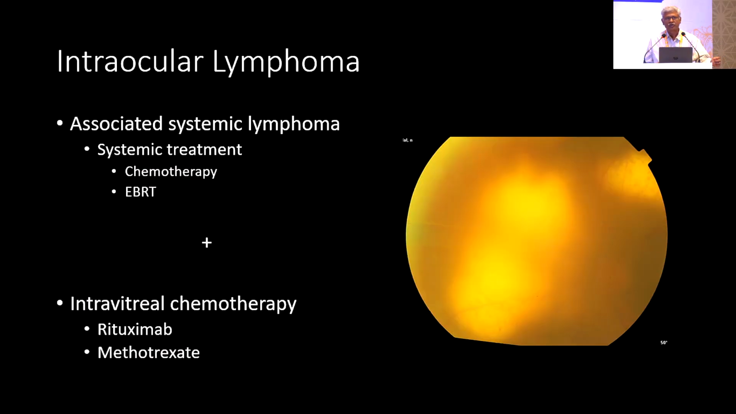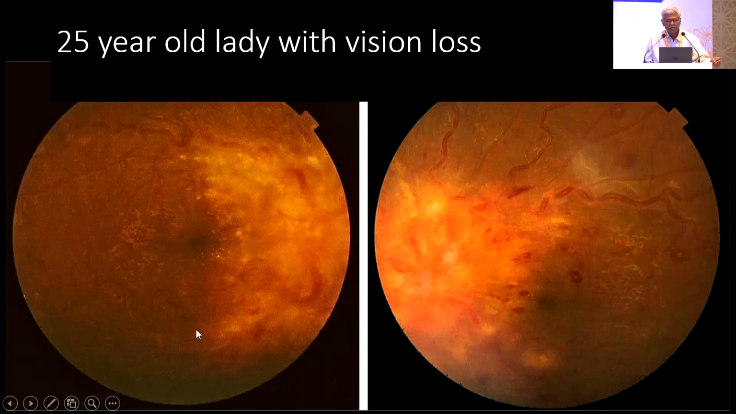If there is an associated systemic lymphoma or a CNS lymphoma, we treat them with systemic treatment, chemotherapy, external beam radiation therapy, in addition to treating locally as well. So here is another 25-year-old lady who presents with bilateral optic disc involvement and what looks like retinal inflammation involving the posterior pole, and with some amount of tortuosity of the vessels. So is this inflammatory lesion of the retina?